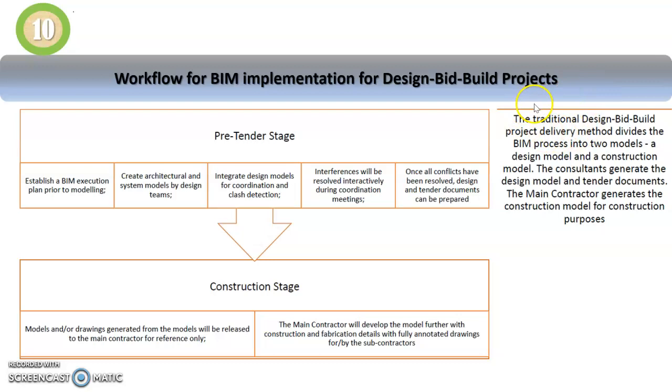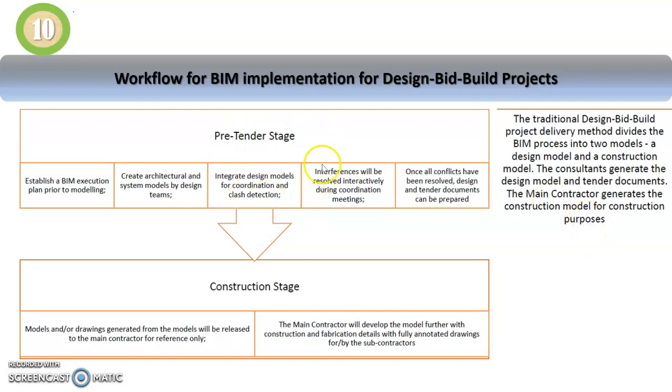So in the more traditional design, bid and build procurement system, it divides the BIM process into two models: the design model and the construction model. The consultants will generate the design model and the tender documents, whereas once the main contractor comes on board at the later stage, the main contractor will generate the construction model for construction purposes.